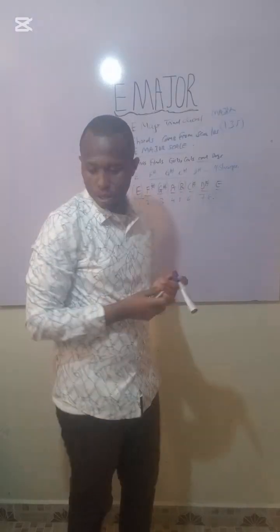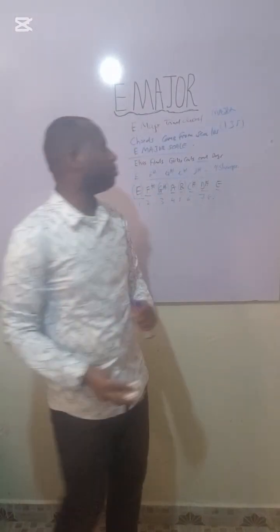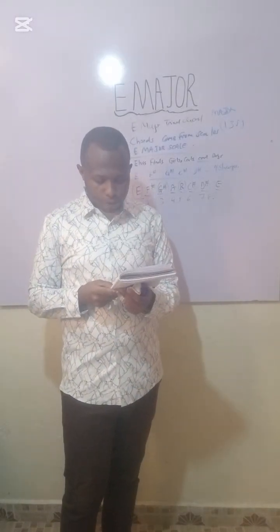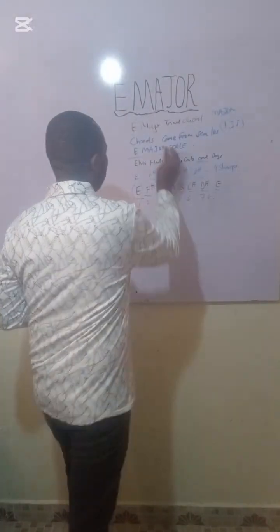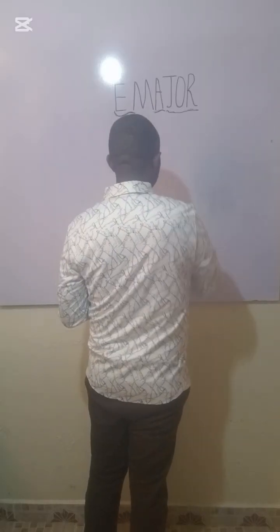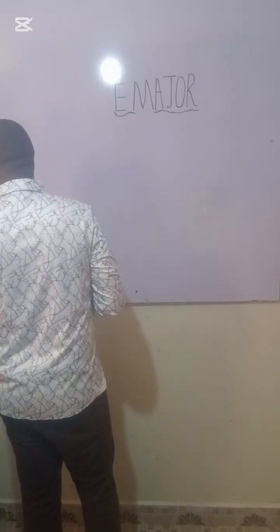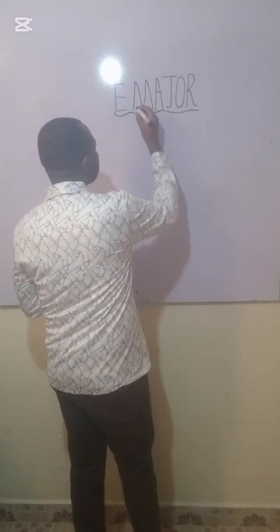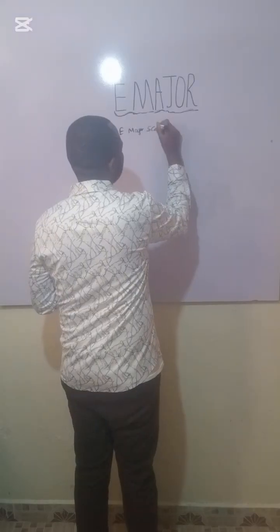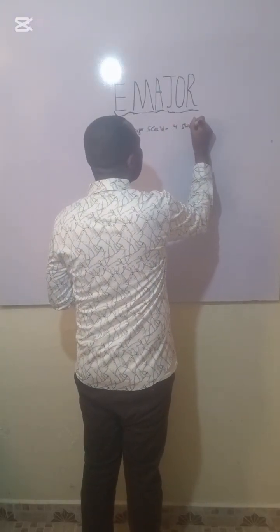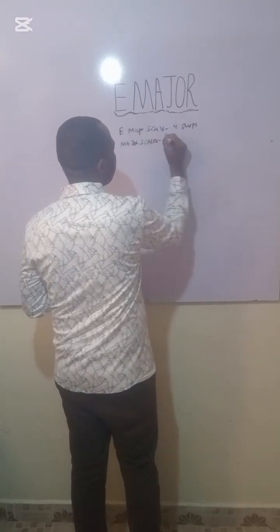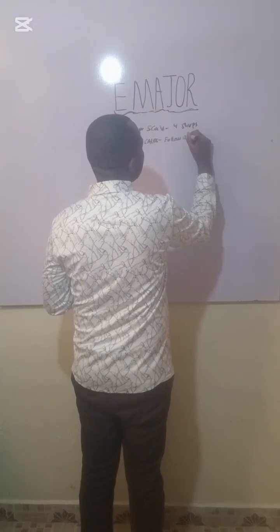Now let us answer our second question. Why does the E major scale have 4 sharps? That's a very good question. The reason why the E major scale has 4 sharps is that it is very important to understand that major scales follow a pattern.